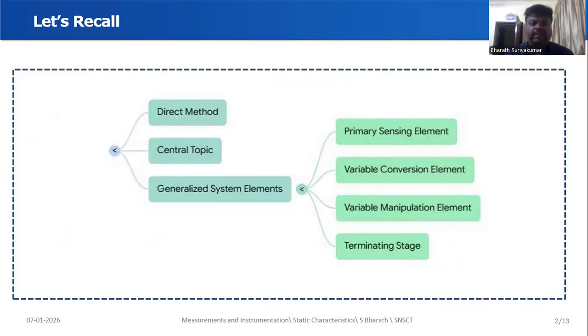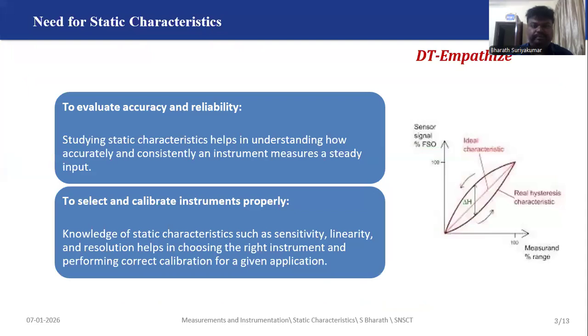The last topic that we discussed is the basic functional or the generalized elements of the measuring system. They are classified into primary sensing element, variable conversion element, variable manipulation element, and the terminating stage. We have discussed the various classifications of these elements in the previous class. The primary sensing element is the first sensor which senses the data and gives the signal to the conversion element, then the variable manipulation element, and the terminating stage.